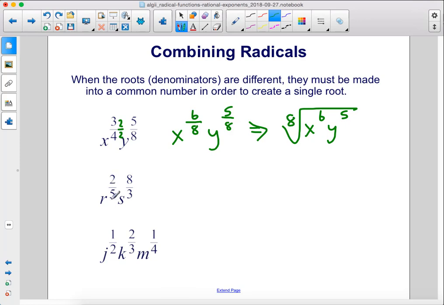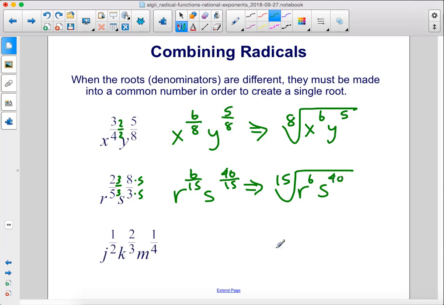Here, the least common multiple between 5 and 3 is 15. So in order to get this into 15 denominator, we would multiply the top and bottom by 3. And here, in order for this to have 15 as a denominator, we would multiply the top and bottom by 5. So that gives us r to the 2 times 3, which is 6 over 15 power, and we have s to the 8 times 5, which is 40 over 15 power. So both of these have 15 as the root, so we take the 15th root of r to the 6th power times s to the 40th power.